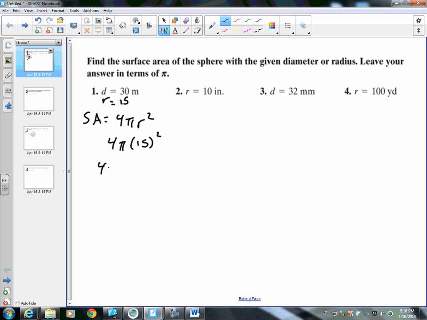So I'm going to go ahead and write this down. 4 pi times 225. Multiply just your numbers together. You get 900. Keep your pi. This is in terms of pi. This is our final answer.